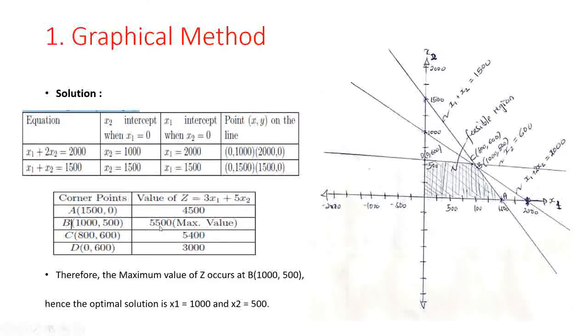That is 5500. Therefore, the maximum value of Z occurs at corner point B, x1 equal to 1000 and x2 equal to 500. Hence the optimal solution is x1 equal to 1000 and x2 equal to 500. So this is the optimal solution, and the maximization value is 5500, by using the graphical method.